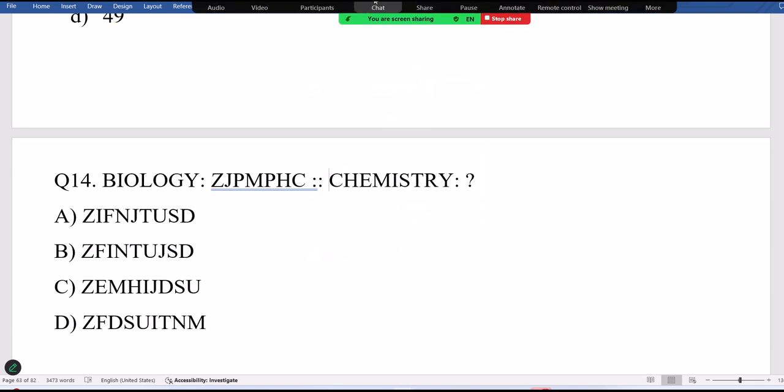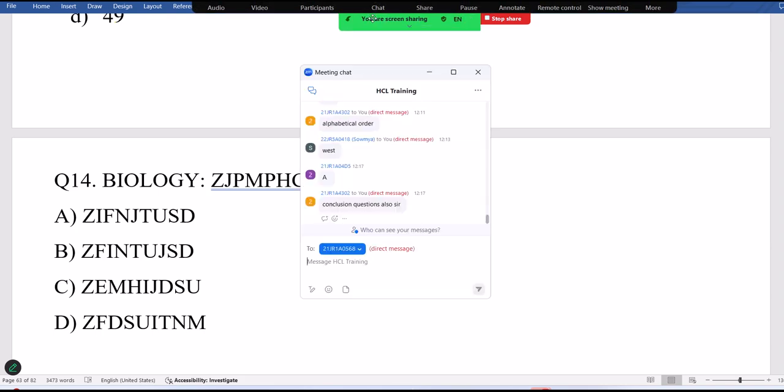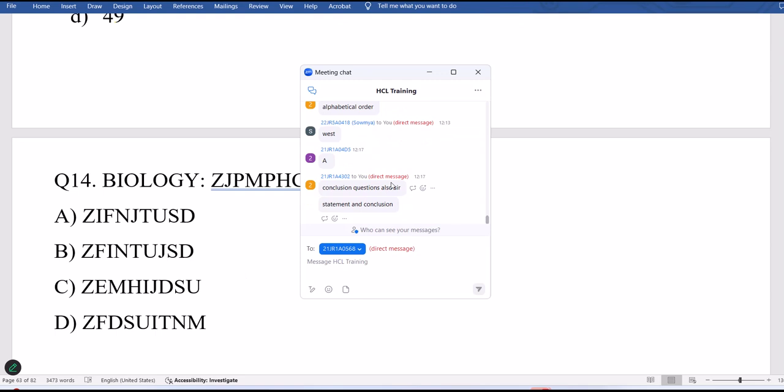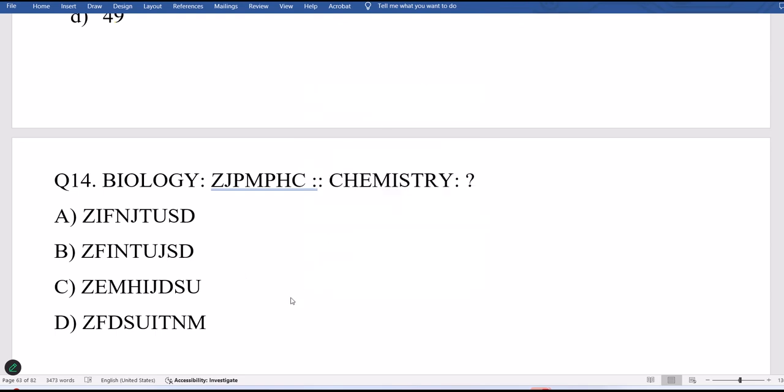Conclusions means you are talking about syllogisms here or normal statements and conclusions? A paragraph, 2 3 lines given, conclusion related to that, or you are asking regarding syllogism? No, statements and conclusions. Yes, we'll address statements and conclusions, statements and arguments, statements and assumptions, cause and effect. That will be covered. No issues.